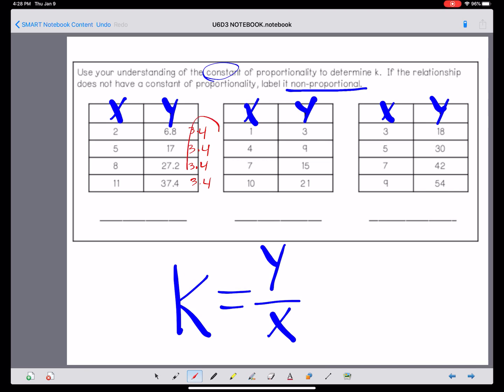So because we got 3.4 every time that we did y divided by x, that gave us our constant. So k is equal to 3.4.